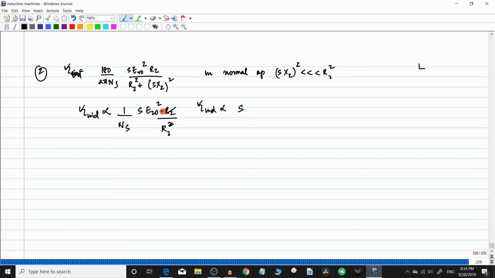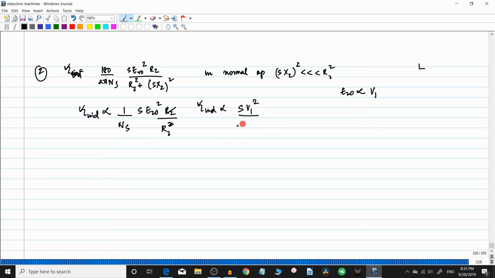I already told you this E20 square is proportional to the applied voltage V1, just using transformer action. So this E20 you can replace by V1. So it will be S V1 square, and R2 is constant in this equation, right? We are not changing rotor resistance, so that also we can remove from the equation. It is a constant term.